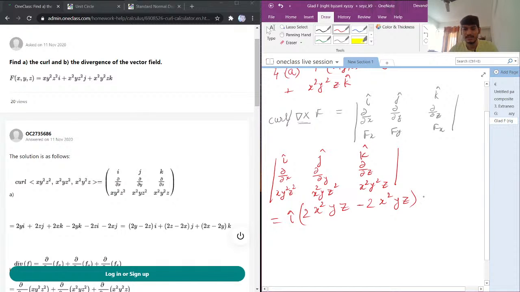Now, usually when we find the determinant, we'll just write plus. But here, when we find the curl, when we solve for the j term, then we write minus. It is because when we write for the j term, we'll block this column and we'll block this whole row. So we do the multiplication of this into this minus this into this.